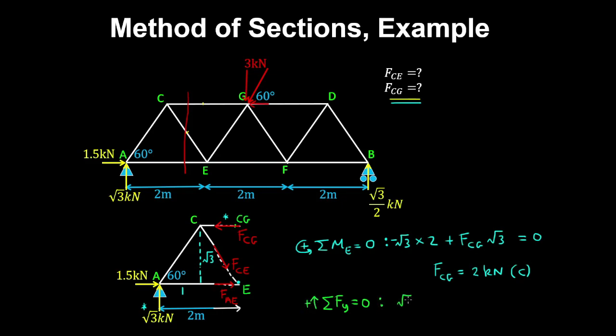we have the vertical reaction minus the vertical component of force CE. So that will be FCE sine of 60 degrees. And sine of 60 degrees is √3 on 2 using our special trig triangle. So therefore FCE is also 2 kilonewtons. And because that's pulling away from the member, this member's in tension.